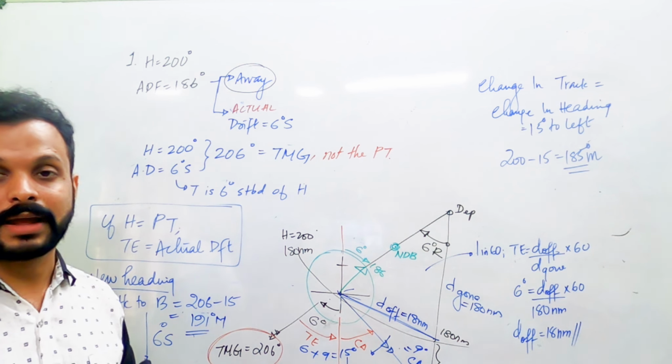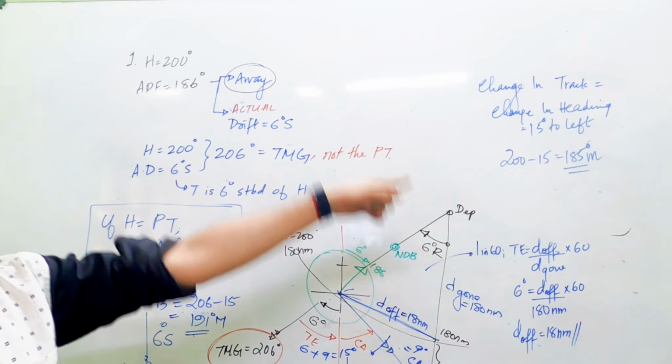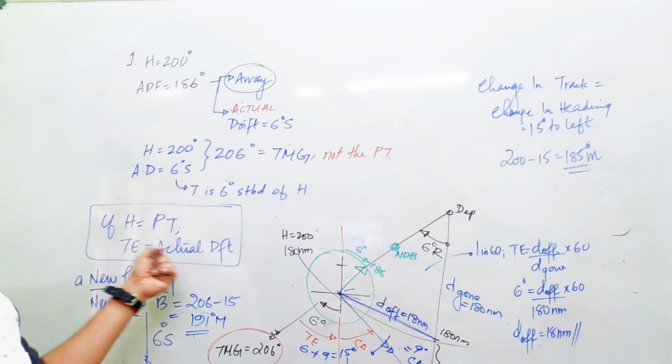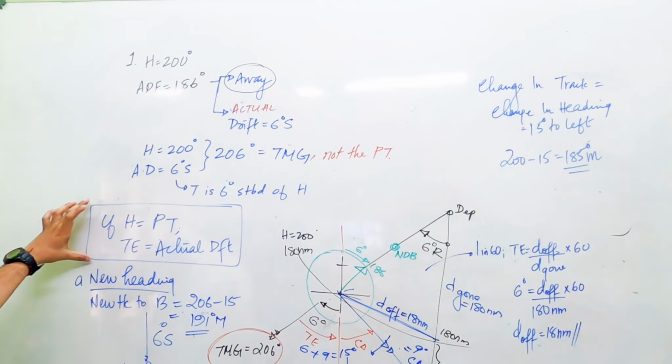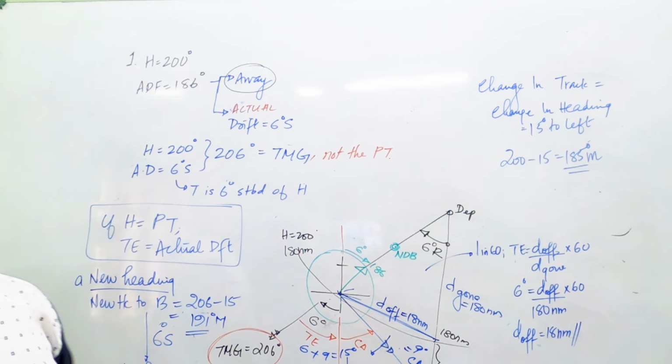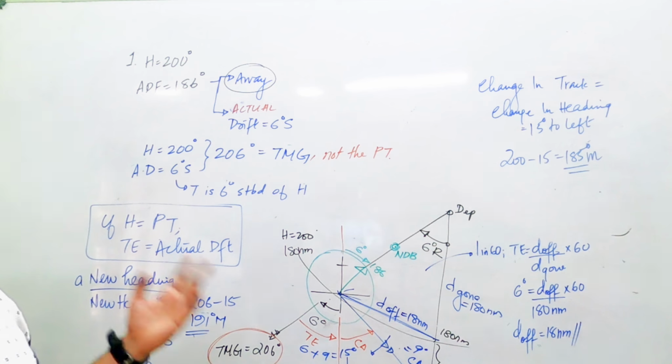Because we assume that the planned track is equal to heading, and therefore we assume that the drift is equal to track error. Make sure you note this. If heading is equal to planned track, track error is equal to actual drift. That idea is required to start this question. Otherwise, you'll end up just circling around the same thing.